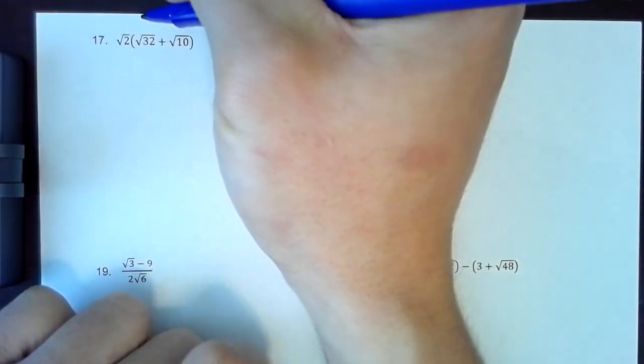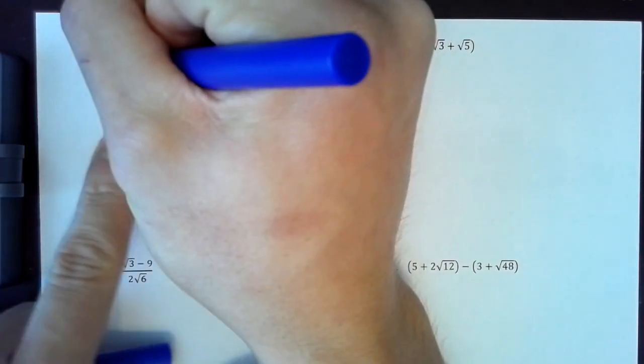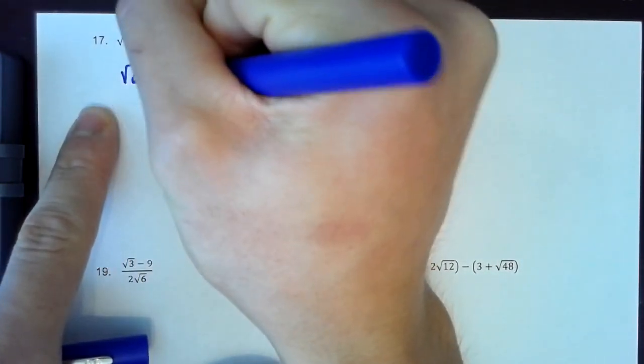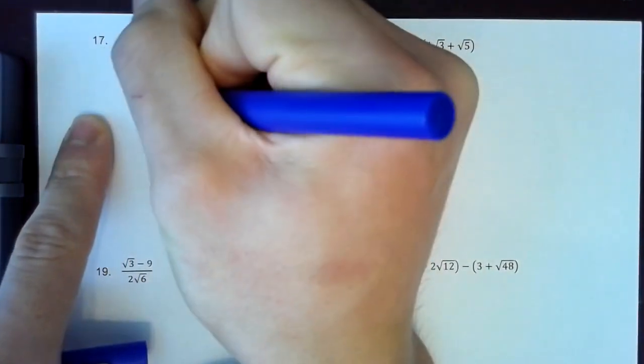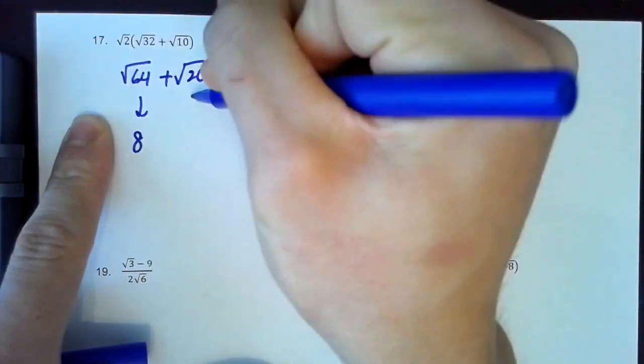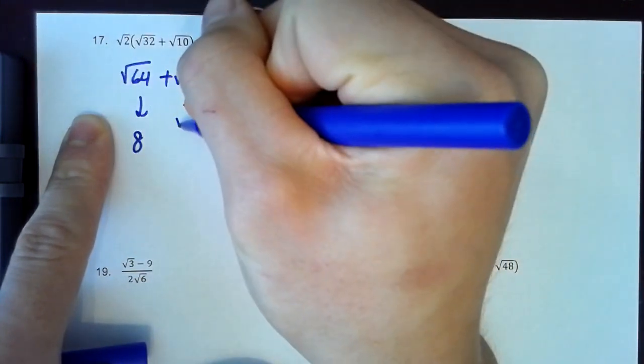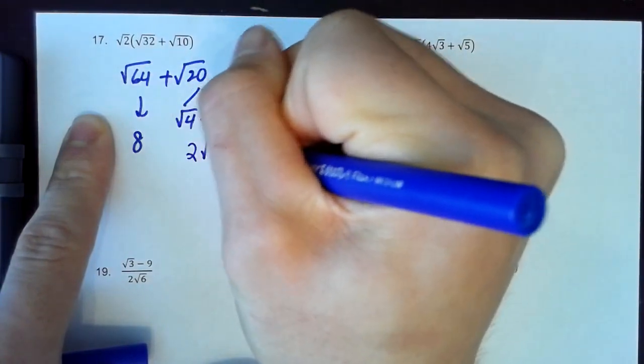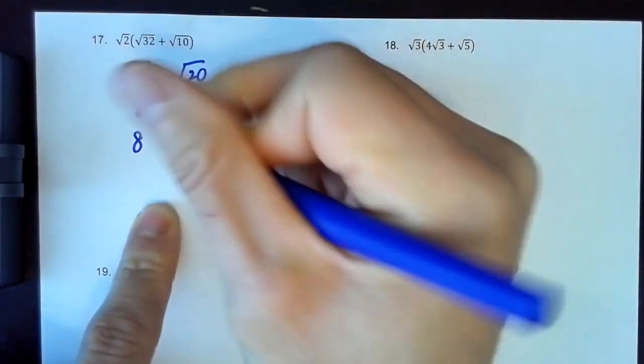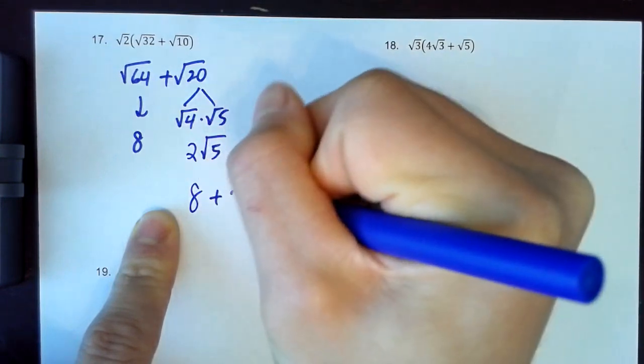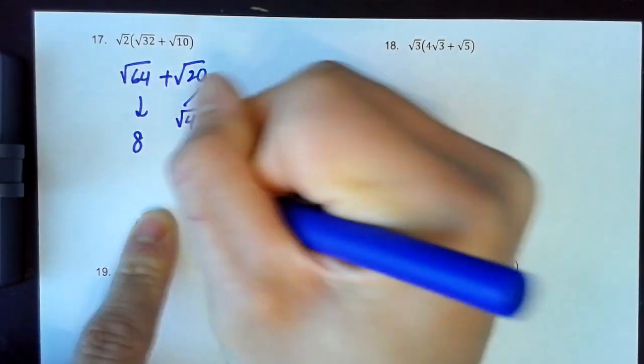Okay, so let's multiply and distribute. You get square root of 64 plus the square root of 20. This we know is 8. This square root of 20 is going to be square root of 4 times square root of 5, which is 2 root 5. So final answer is 8 plus 2 root 5.